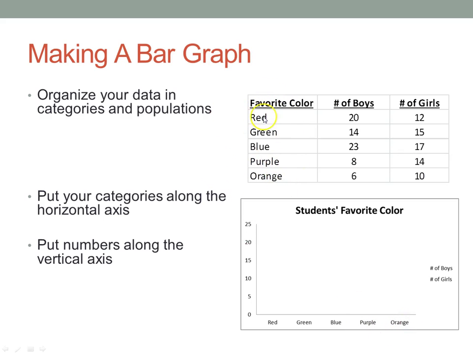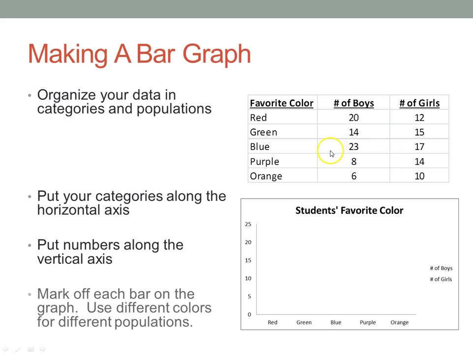I just took my categories. And then I have my numbers on the vertical axis, and I make sure it's high enough to cover whatever the biggest number is here. So the biggest number is 23, so I'm going to go up to 25 because I want to make sure that my axis goes at least as high as the biggest number.